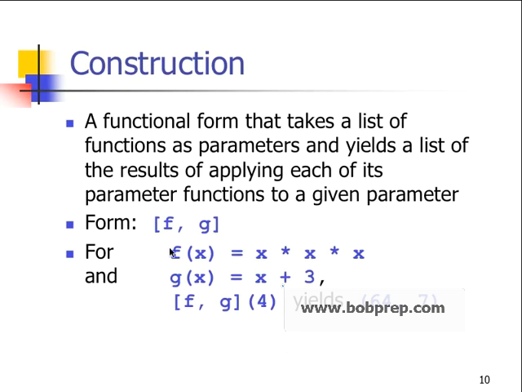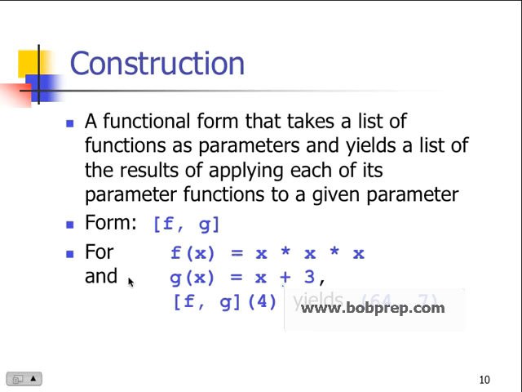In terms of the construction, actually here it is. Here's a better way of presenting it. It makes more sense. The function form that takes a list as a parameter is a list of functions as the parameters, and then yields a list of results by applying each of its parameter functions to a given parameter.